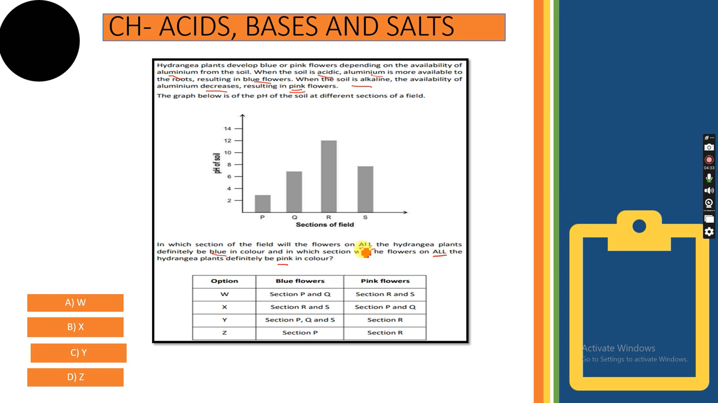अब क्वेश्चन में बोला है, like they have asked and they have said सब हाइड्रेंजिया प्लांट्स का ब्लू कलर होना चाहिए, और कहाँ पे सारे पिंक कलर, दैट मीन्स इट कैन नॉट बी इन बिटवीन. ओके, सारे फ्लावर्स अगर ब्लू होना चाहिए, दैट मीन्स ऑल द होल सेक्शन हैज़ टू बी कम्प्लीटली एसिडिक, एंड अगर पिंक कलर होना चाहिए देन द होल section of that plot of land has to be completely basic.